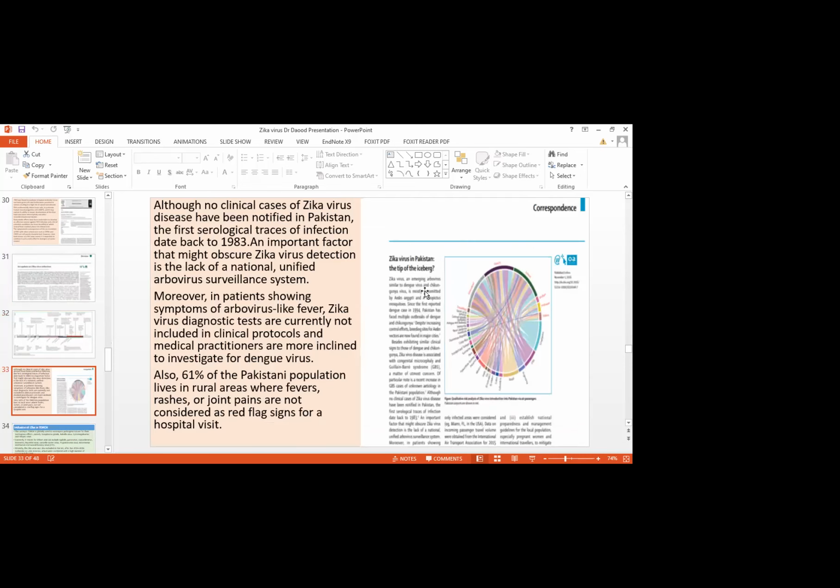About Pakistan, although no clinical cases of Zika virus disease have been identified in Pakistan, the first serological traces of infection go back to 1983. An important factor might be the lack of a national unified arbovirus surveillance system. Moreover, patients showing symptoms of arbovirus are not currently tested for Zika virus in our protocols, and 61% of the population live in rural areas where fever, headache or joint pain are not important symptoms for them to visit the hospital.